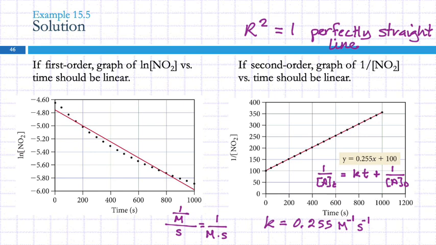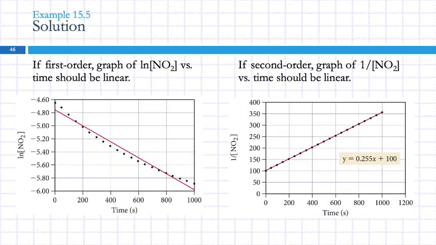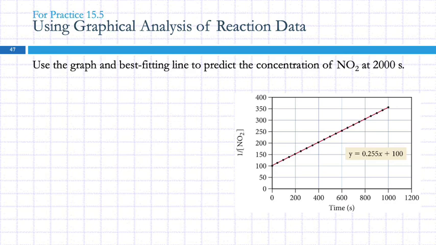Oh, it's here. Use the graph and the best fitting line to predict the concentration of NO2 at 2,000 seconds. And again, 2,000 seconds is way off of this graph. Instead of making the graph bigger and extending the line, we're just going to use the equation for the line.